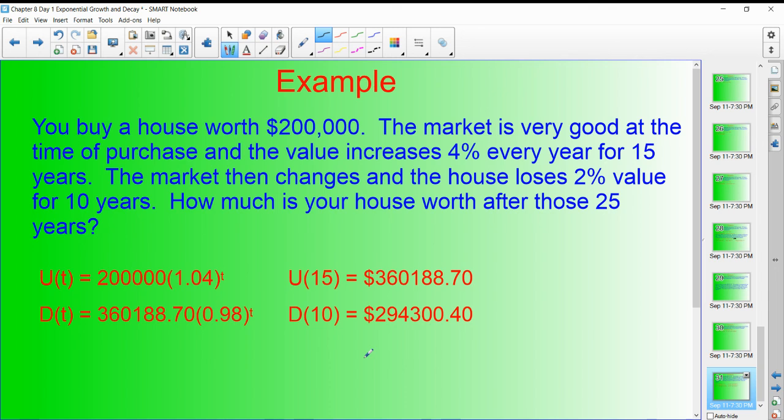Okay, that's exponential growth and decay. If the multiplier is above 1, it goes up. That's why I called it the up function. And if the multiplier is less than 1, it goes down. And we always have to know what we're starting with. And then we can put our exponent in depending on how many years or how many cycles we want to do this.